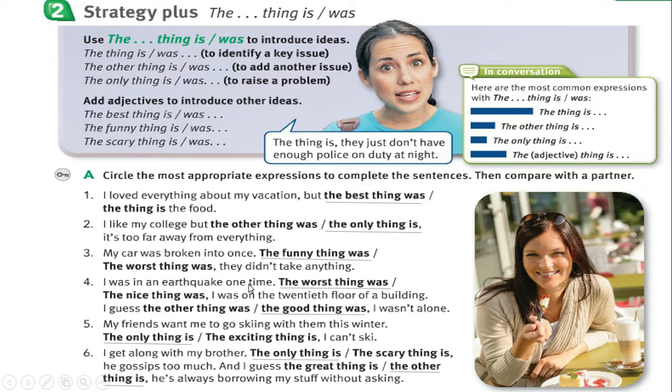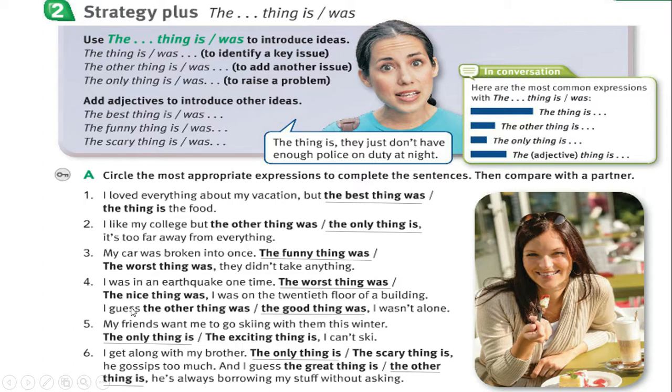I was in an earthquake one time. So, the worst thing was I was on the 20th floor of a building. O sea, lo peor fue que yo estaba en el piso 20 cuando hubo un terremoto. The worst. ¿Ya? Worst es el superlative de bad. ¿Ok? Si es que quiero decir lo peor fue. O the best, que es lo mejor. So you can use best or worst.